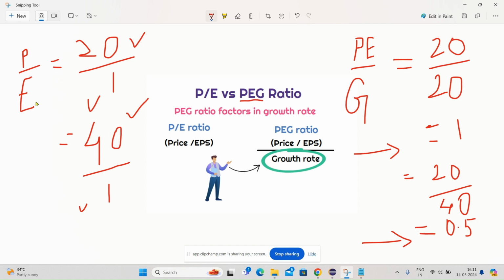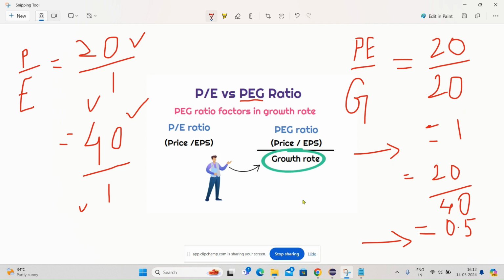Basically, PE talks about the valuation, price to earnings. PEG talks about the same valuation, keeping into account the growth of the company as well. So that is why PEG is even more reliable.